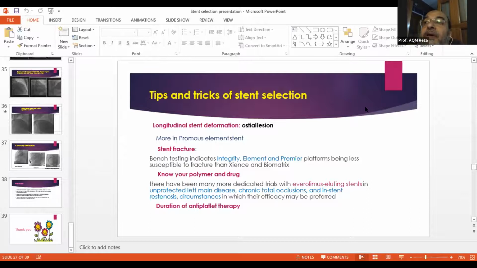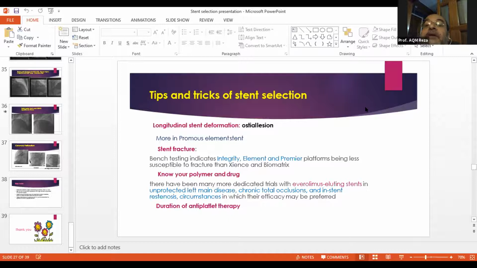If we broke a stent in a LAD, what should we do? We should put another stent within this, then we can overcome the situation.